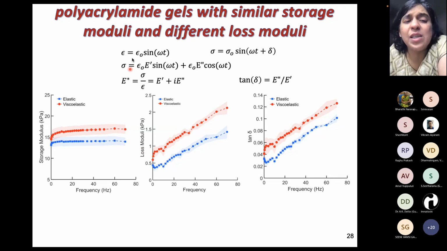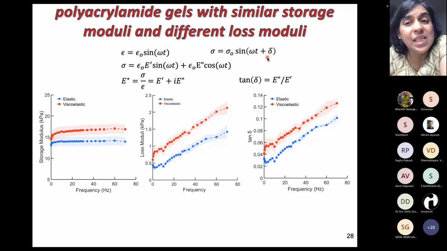For the loss moduli, we put a forcing function of displacement or strain as epsilon naught sine of omega t, and we watch how the stress changes as a function of this forcing frequency. So if we have delta close to 0, we have a gel which is more or less elastic.